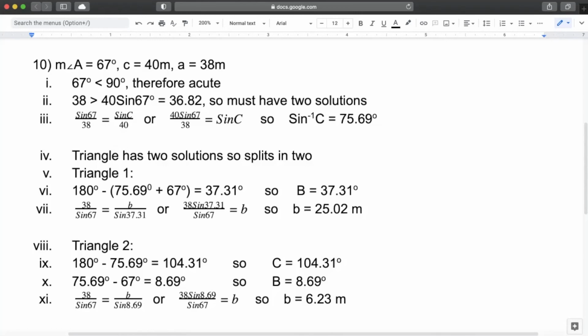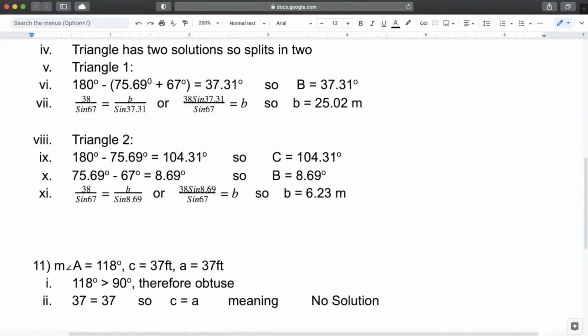so we can find that the original angle C measure subtracted by the given angle measure will give us 8.69 degrees, and that will be the second angle B. Then finally, to find the second side B, we can just use the law of sines again to find that side B is 6.23 meters.